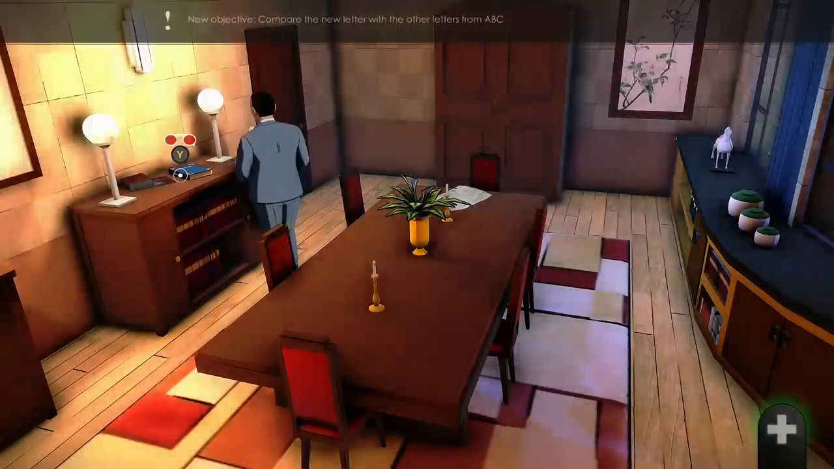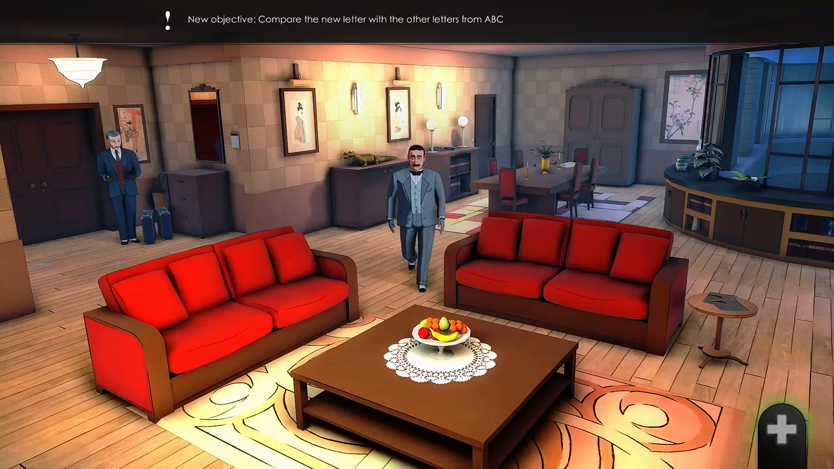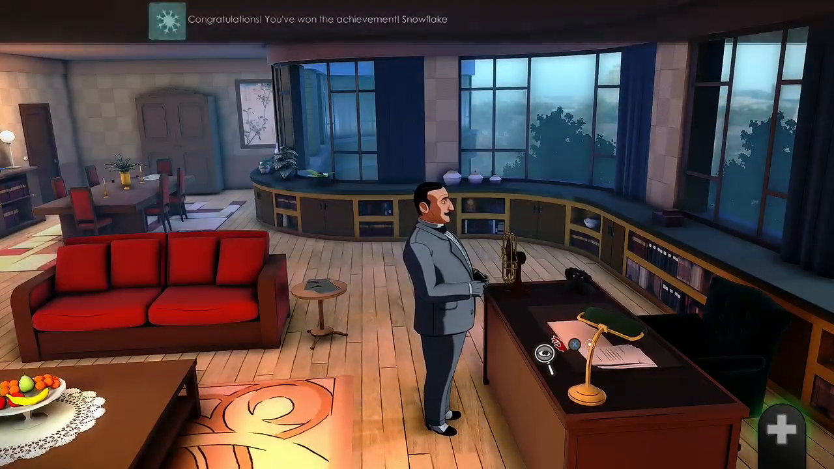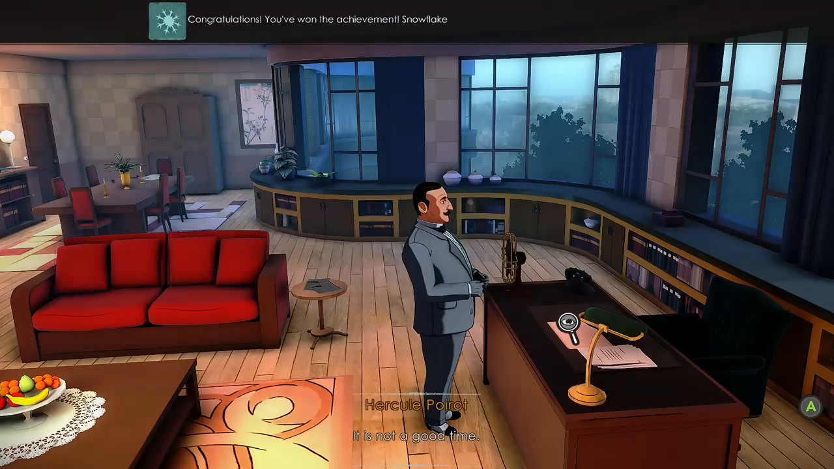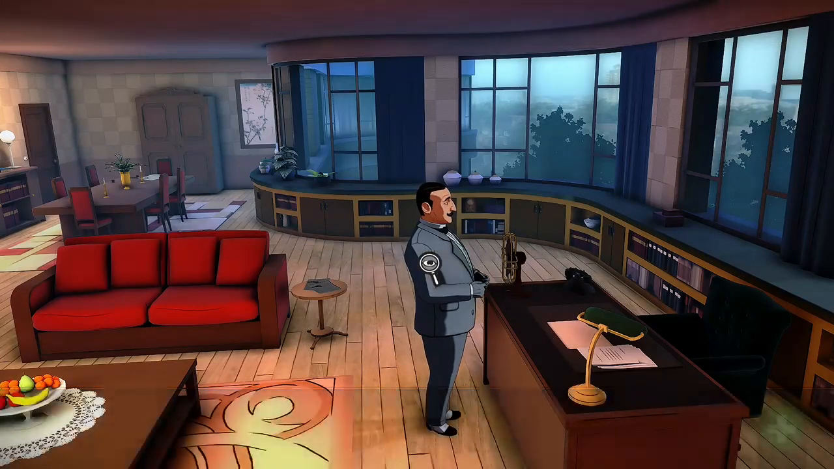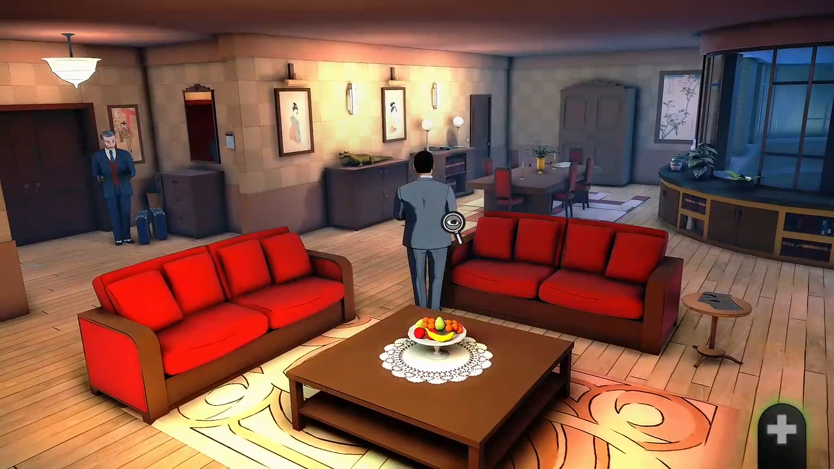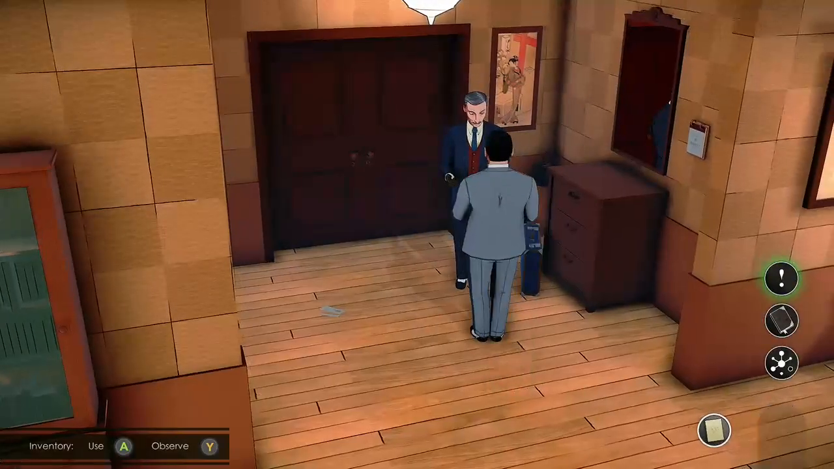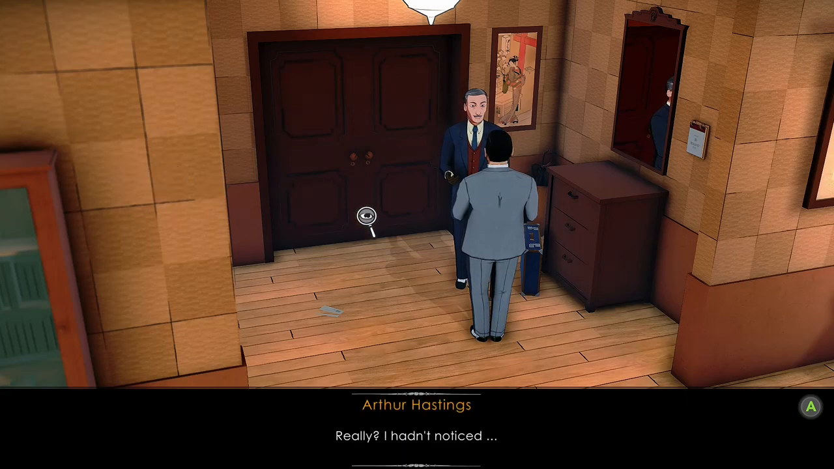Also, post doesn't arrive at 10 o'clock at night. It is not a good time. Well, how am I meant to do it then? Hastings, it would appear that you are getting slightly thin on top. Really?